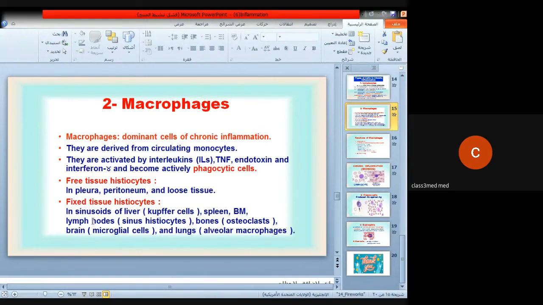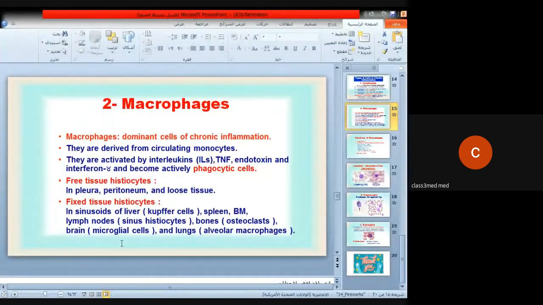Normally, in our body, there are tissue histiocytes or macrophages. Why are they called this? Because they are scattered diffusely within the loose tissue, such as pleura, peritoneum, or loose tissue. And we have fixed tissue histiocytes, as you studied in histology. Fixed tissue histiocyte means fixed.